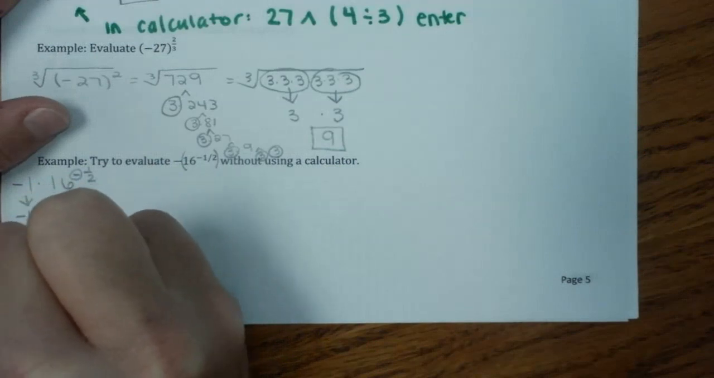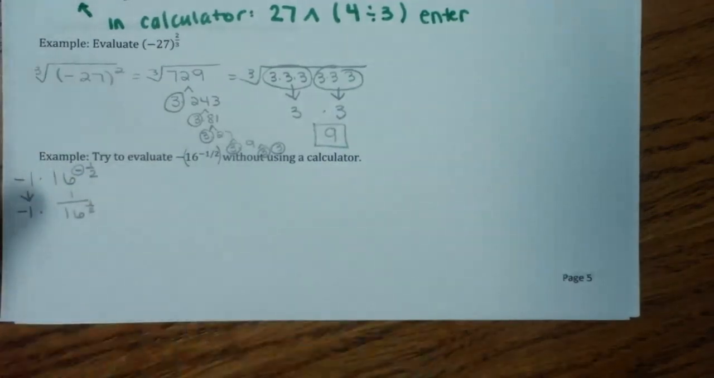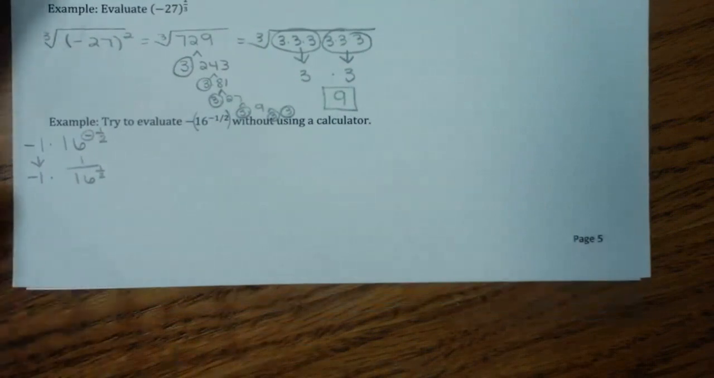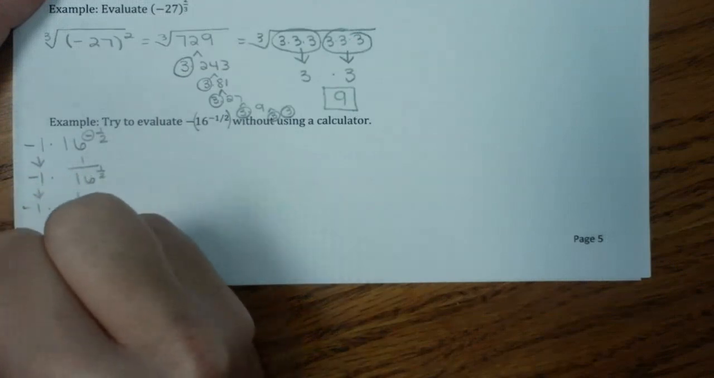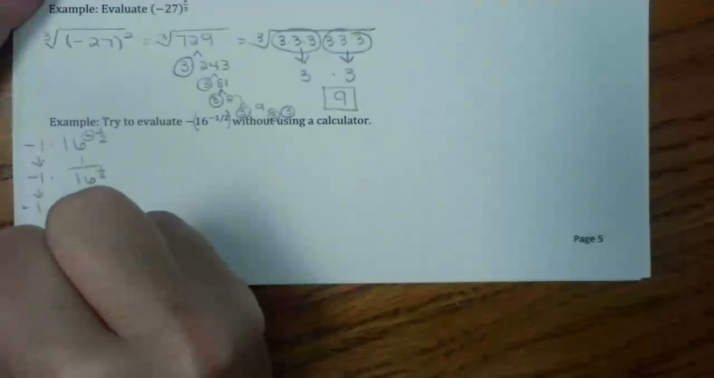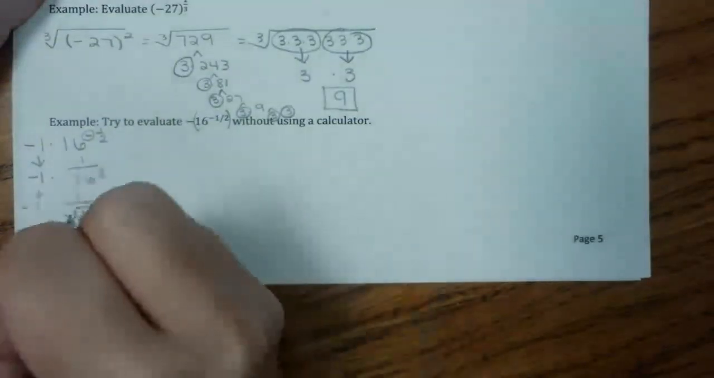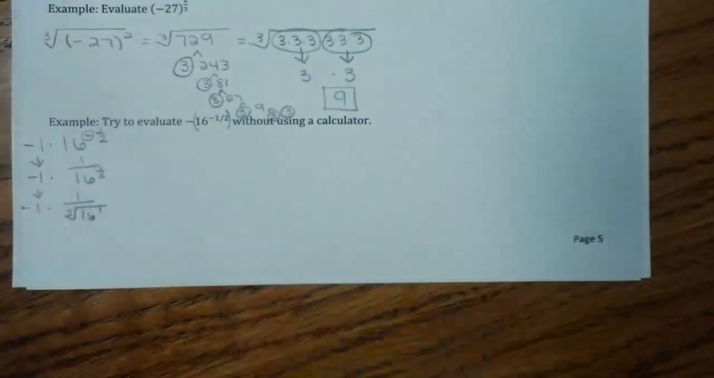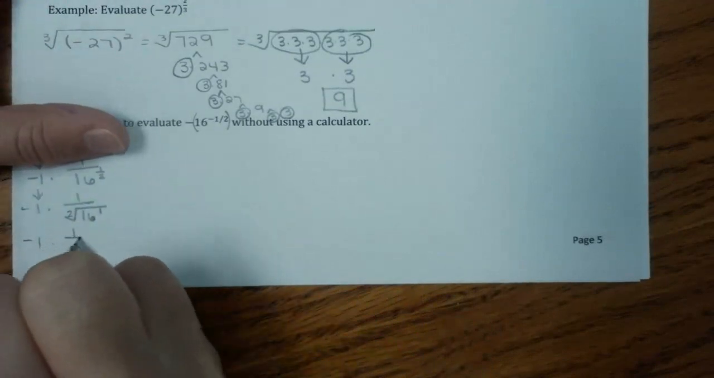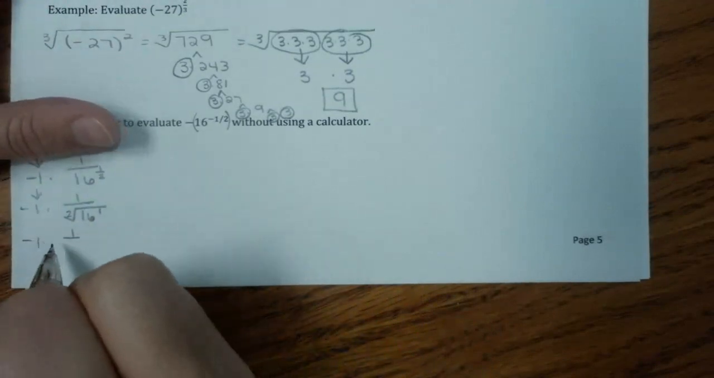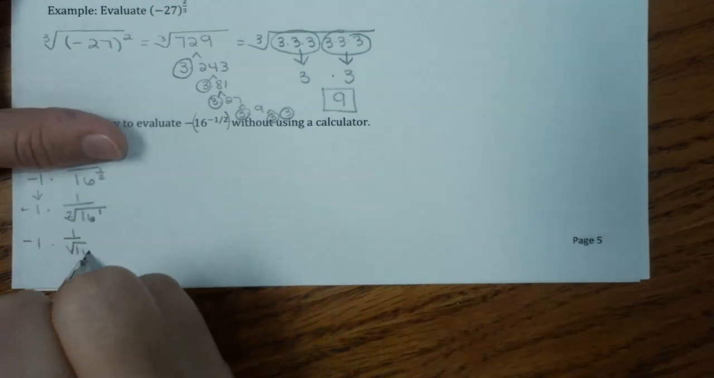So I now have 1 over 16 to the 1/2 power. Again, that negative exponent flips it down to the bottom. So I have negative 1. Just don't forget to bring down this negative 1. Times 1 over, it's a fraction exponent, so we know it's going to be a radical. 16 is our base. Our exponent up top is 1, and our root is 2. So I really have negative 1 times, I'm sorry, negative 1 times 1 over the square root of 16.